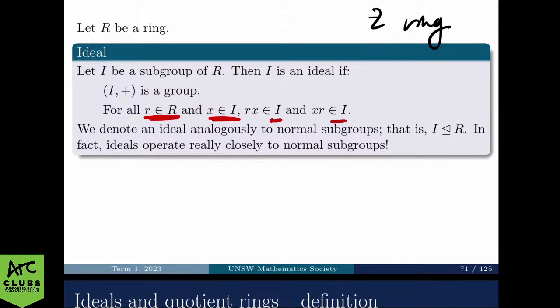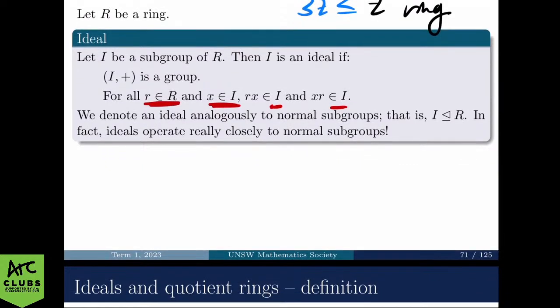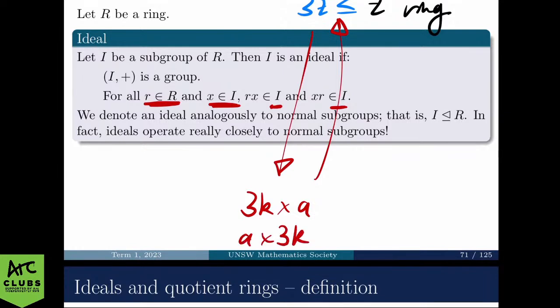So Z is a ring, but if you take something like 3Z, then it's also an ideal, right? Because if you take an element of this, which is 3k, so any multiple of 3, and you multiply it by an integer, then it's also in the original ideal. It's also a multiple of 3, right? And if you do it the other way, a times 3k, because it's commutative, you'll get the same thing.